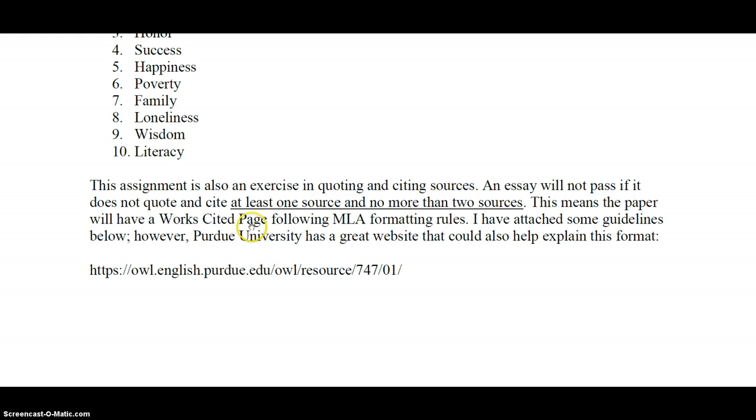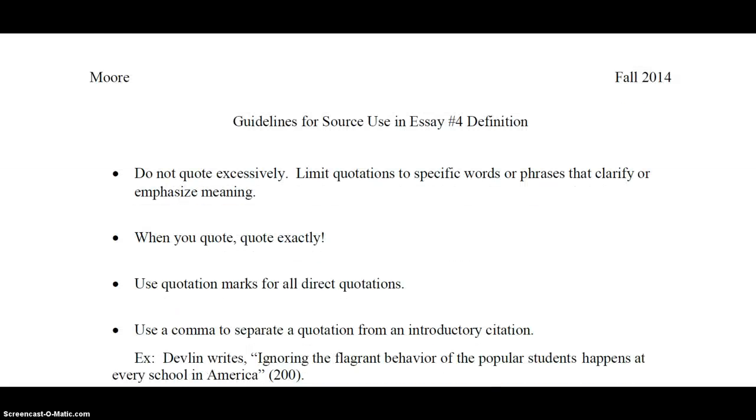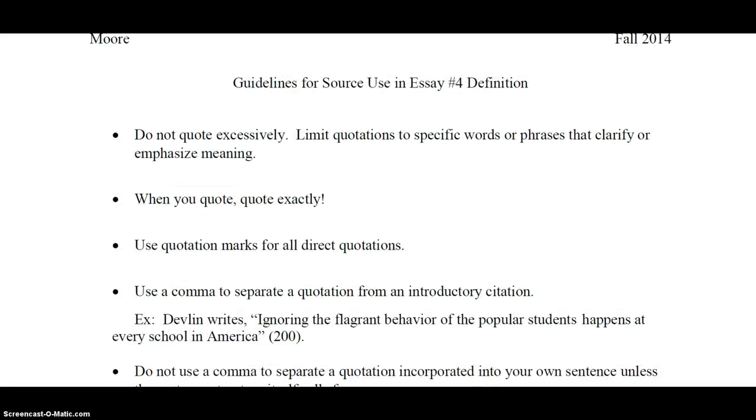So this is very important though. Even though I want you to use a source, I don't want you to use more than 2 sources. Your essay will not pass if you're quoting more than 2 sources because, again, it's just a paragraph, so there's not a lot of room for other people's words because I want to hear your words and your definition. So with that said, let's look at some guidelines for your source use in this Essay 4 definition.